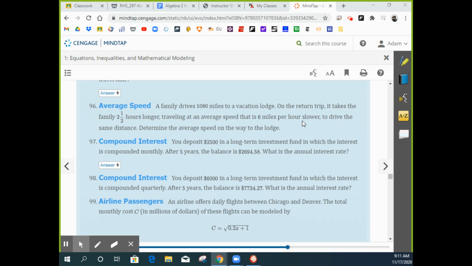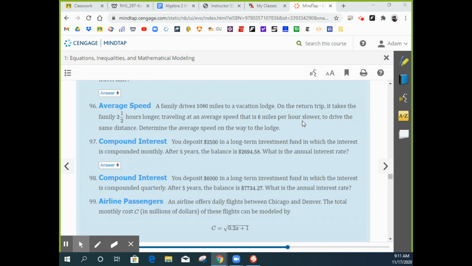All right, here we have a word problem. It's a related rates problem. So number 96, a family drives 1,080 miles to a vacation lodge. On the return trip, it takes the family 2.5 hours longer, traveling at an average speed that is 6 miles an hour, 6 miles per hour slower to drive the same distance. Determine the average speed on the way to the lodge.